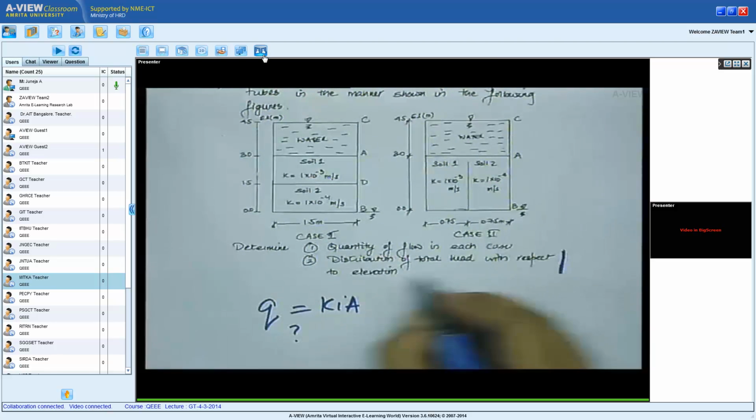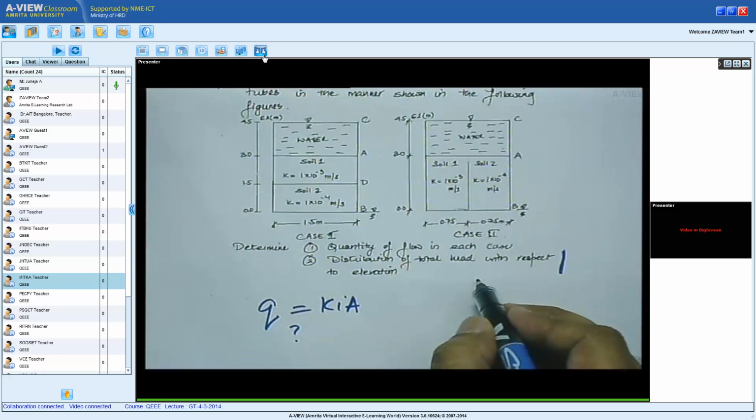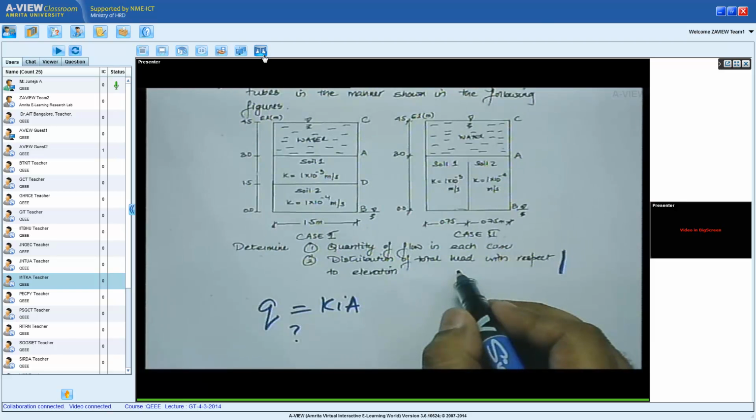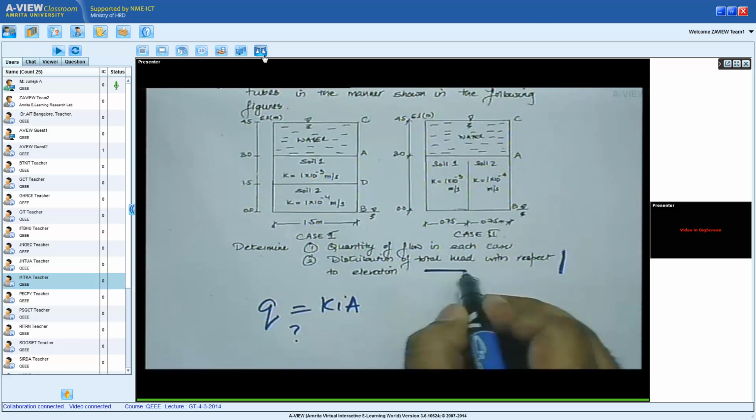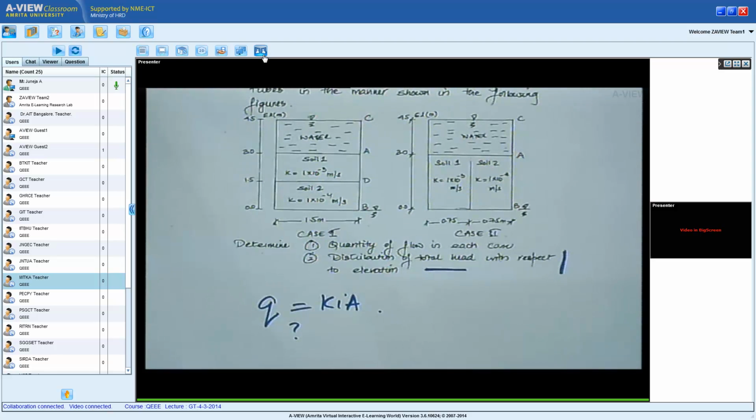The second part says the distribution of the total head. So I apologize, total head distribution. We will look at this later. Let's look at the flow. Q equals KiA. And for case 1, just to put it in English, what is the head loss?